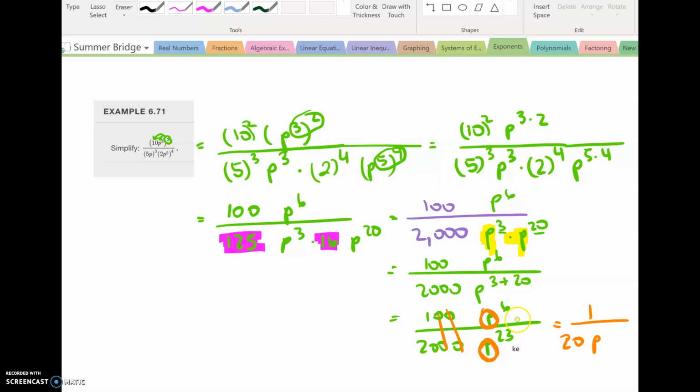So we are going to take the denominator's exponent, which is the larger exponent, and that's going to stay down there. And then the smaller exponent is the 6. So that's what's going to be subtracted from the larger exponent, which means we need a place value of 1. So we're going to do p to the 23rd minus 6, which is going to give us 1 over 20 p to the 17th power. And that's our final answer.